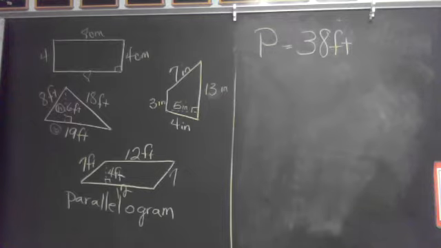What's the number inside? 4. 4 feet. So did everybody get 38 for the perimeter? And you're working on the area now?